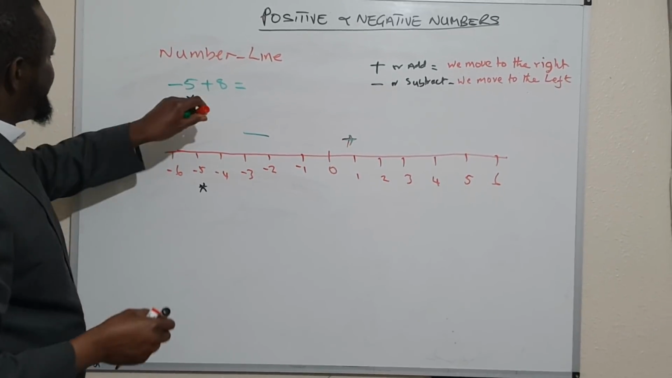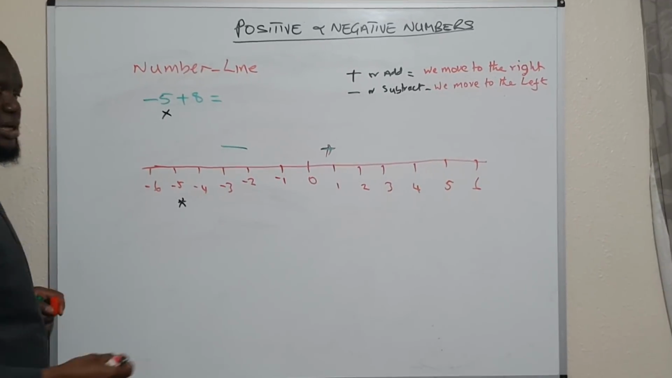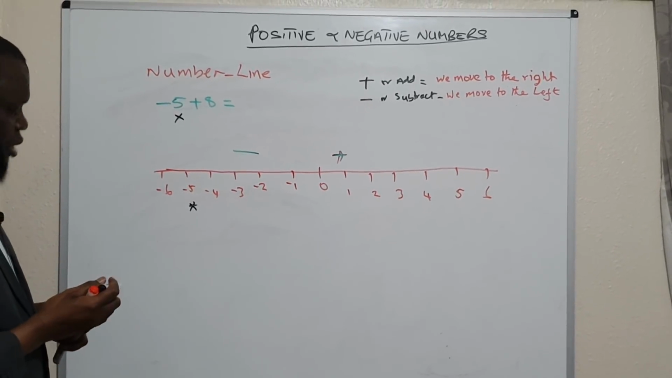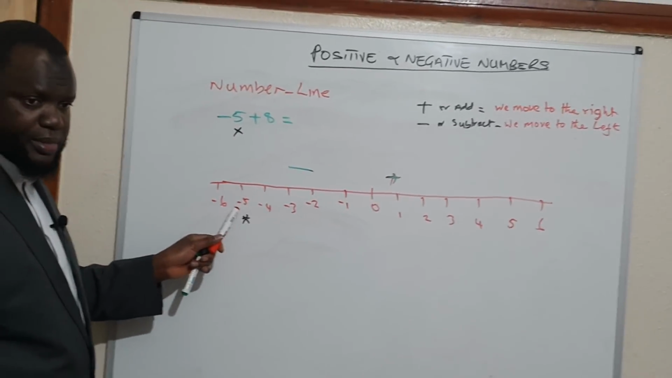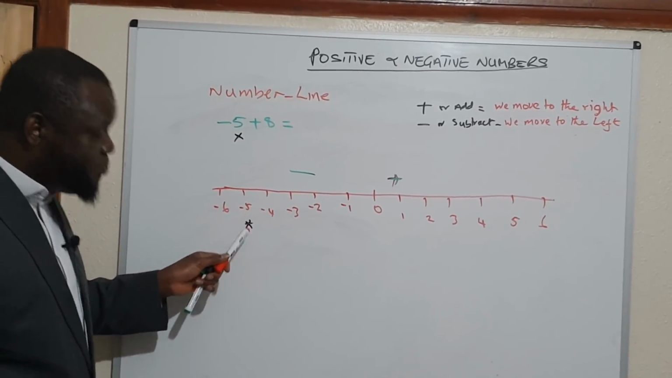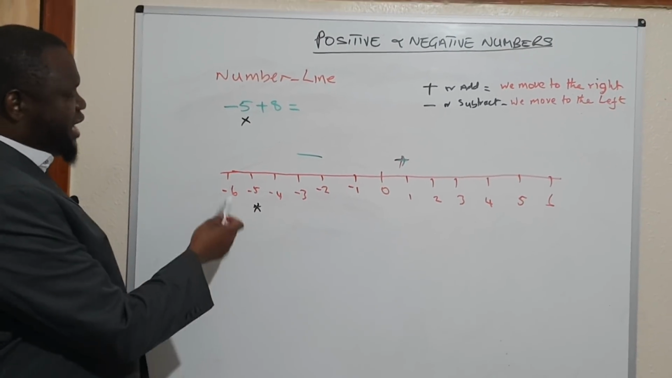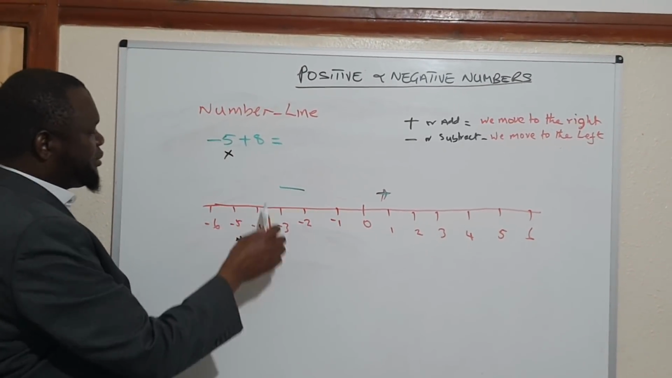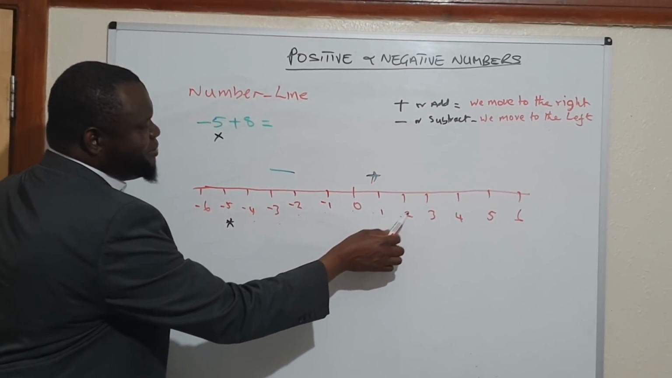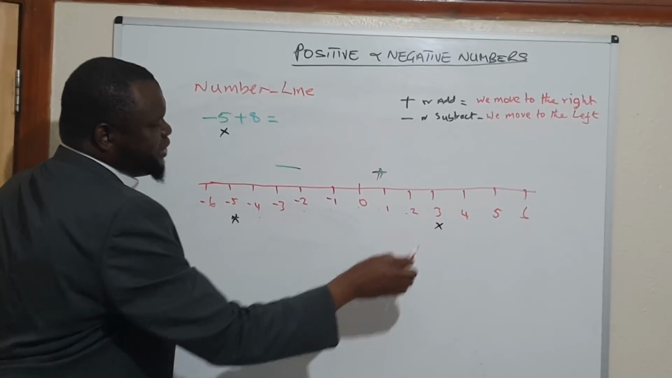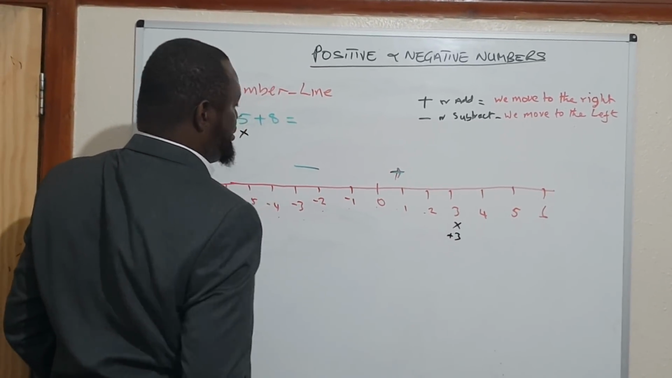Simple. So this is minus 5. We look at our minus 5. We add 8, so we have to move to the right. But be careful. If you add, don't start with the first one, because it is minus 5 plus something. So you don't start at minus 5. So when we look at our minus 5, we add 8. 1, 2, 3, 4, 5, 6, 7, 8. So what is our answer? Plus 3.